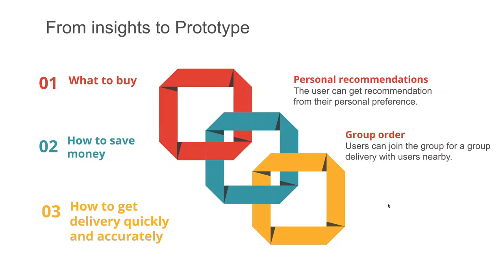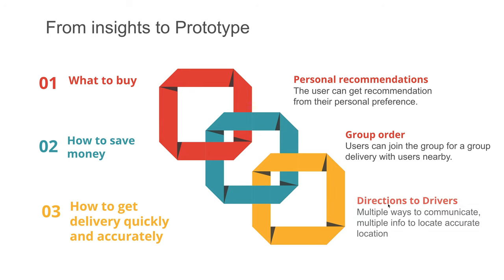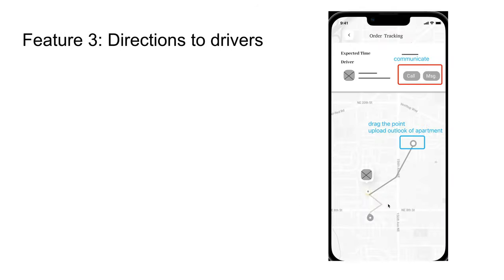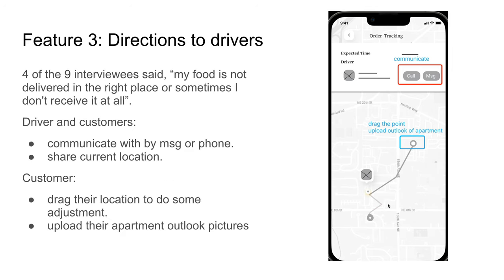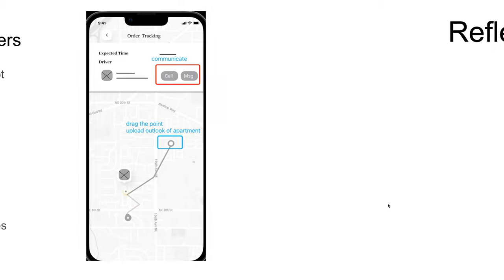And for the third insight, we help users get delivery quickly and accurately. And we designed directions to drivers. In this feature, drivers and customers can communicate by message or by phone, and they can share a lot of information to help drivers get to the right place quickly.